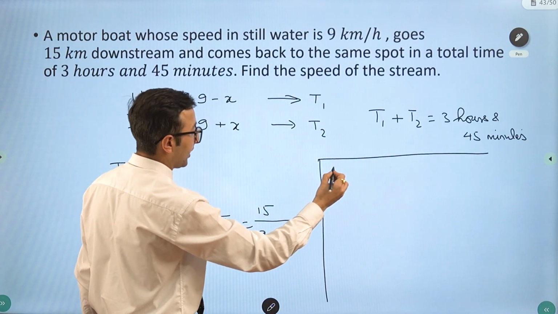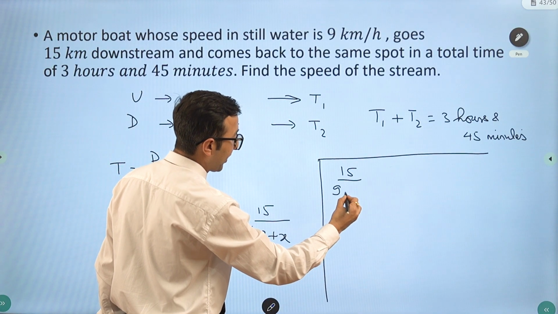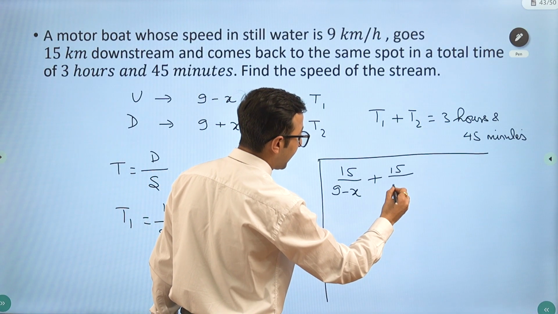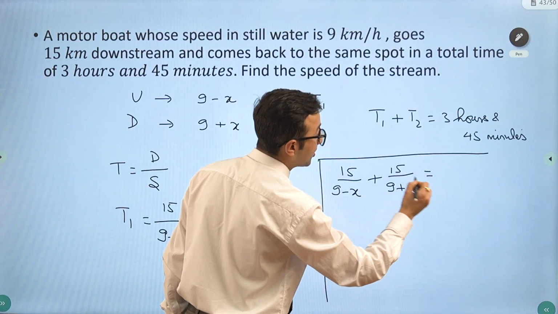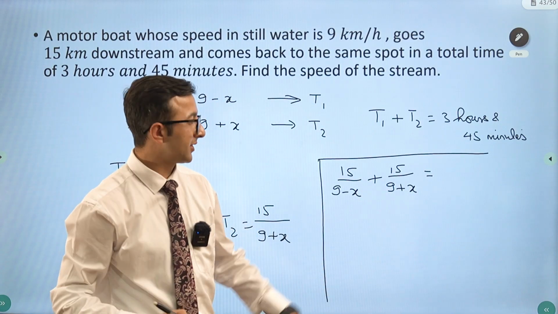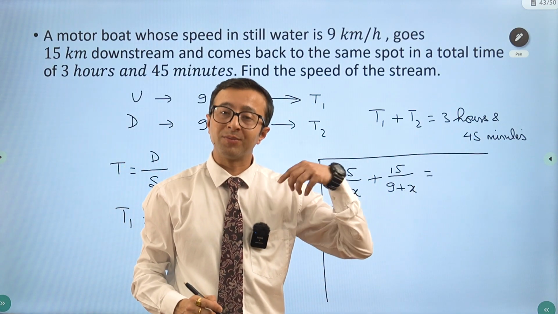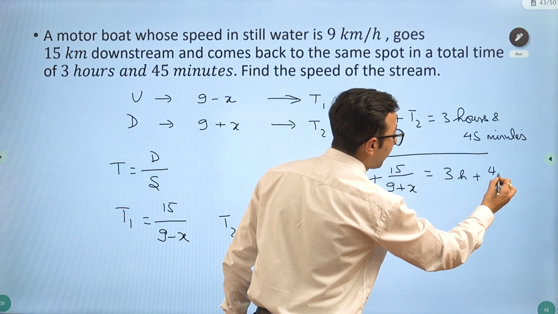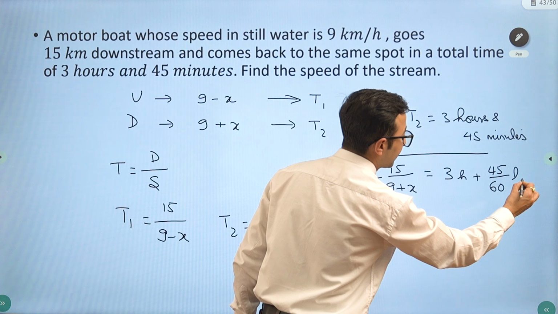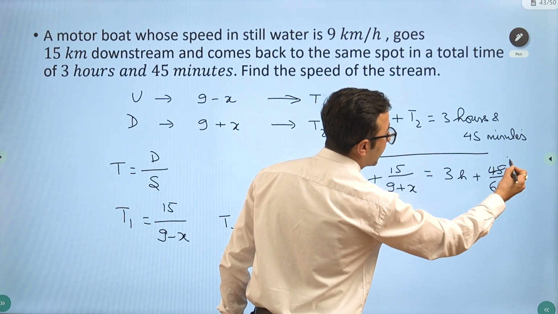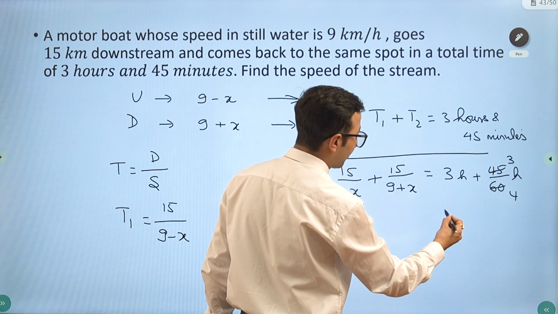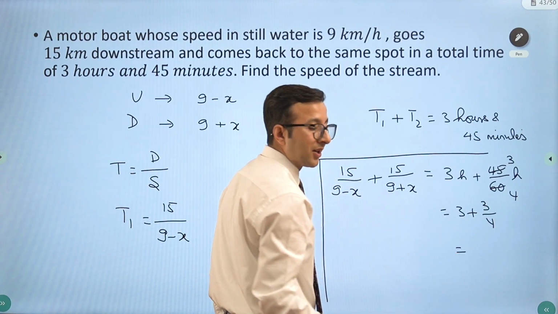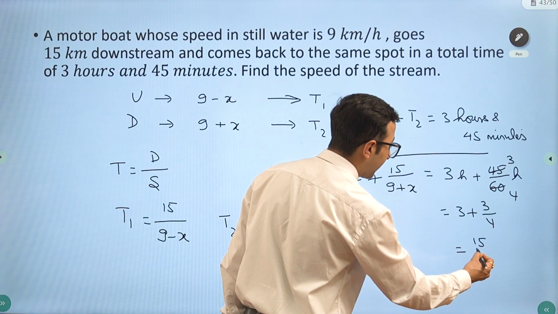In place of t1 and t2, this is 15 divided by 9 minus x plus 15 divided by 9 plus x, which is equal to 3 hours and 45 minutes. That minutes should be converted in terms of hours. So it will be 3 hours plus 45 divided by 60 hours. So 15 3s are 45, 15 4s are 60. So it will be 3 plus 3 divided by 4. 4 3s are 12, 12 plus 3, 15 divided by 4.